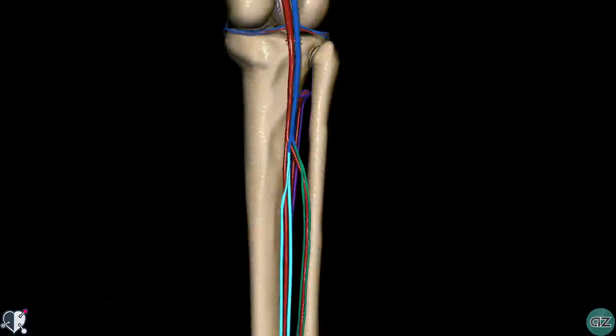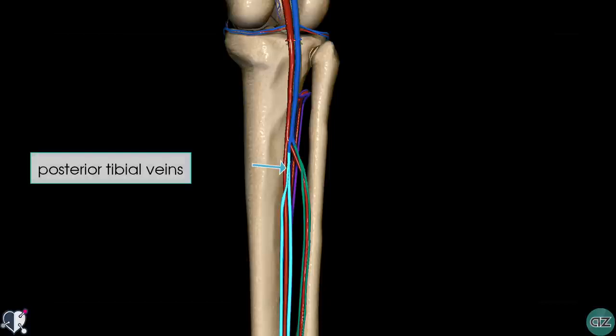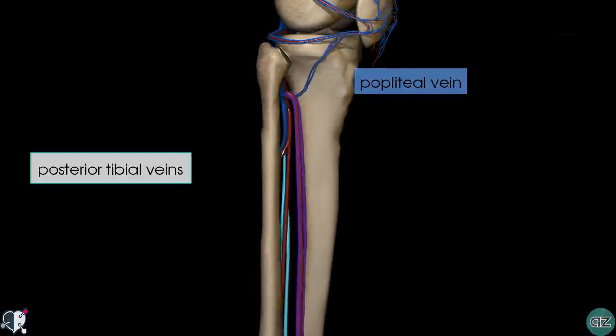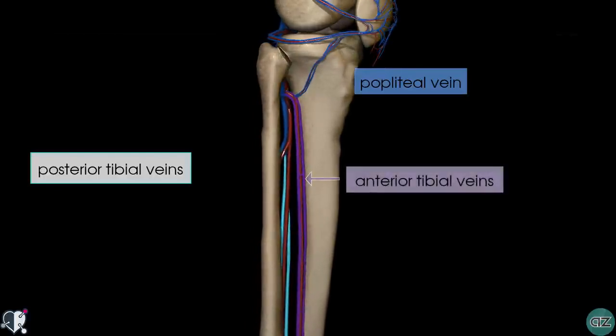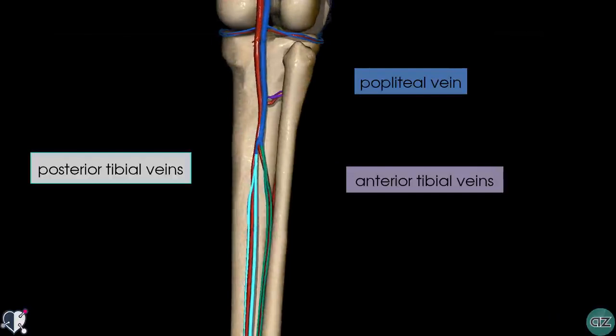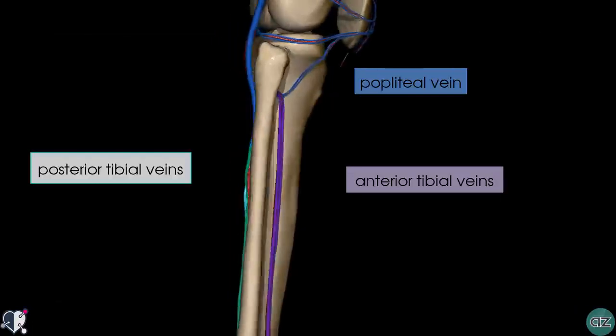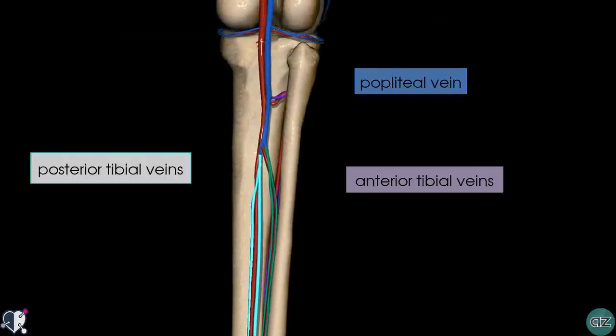I've just brought the model up, so we're now looking at a posterior view of the leg just inferior to the knee joint, and you can see the posterior tibial vein in light blue colour draining into the popliteal vein. And if I rotate the model anteriorly, you can see the anterior tibial veins, which I highlighted in the purple colour, draining into the popliteal vein. So it passes from this anterior compartment to the posterior compartment and drains into the popliteal vein.